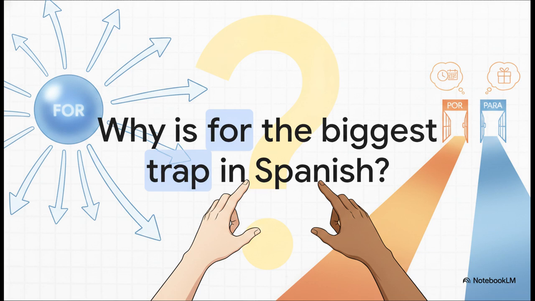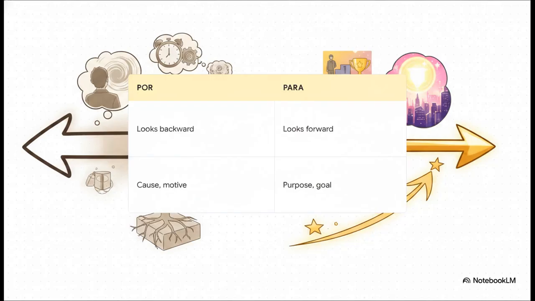Instead, it splits the world into two totally distinct concepts, depending on the underlying intention of what you're trying to express. And the crazy thing is, using the wrong one isn't just a minor slip-up. It can actually completely change the reality of what you're communicating to a native speaker. To fix this, we need a complete paradigm shift. And this is the golden rule you really need to anchor in your mind right now.